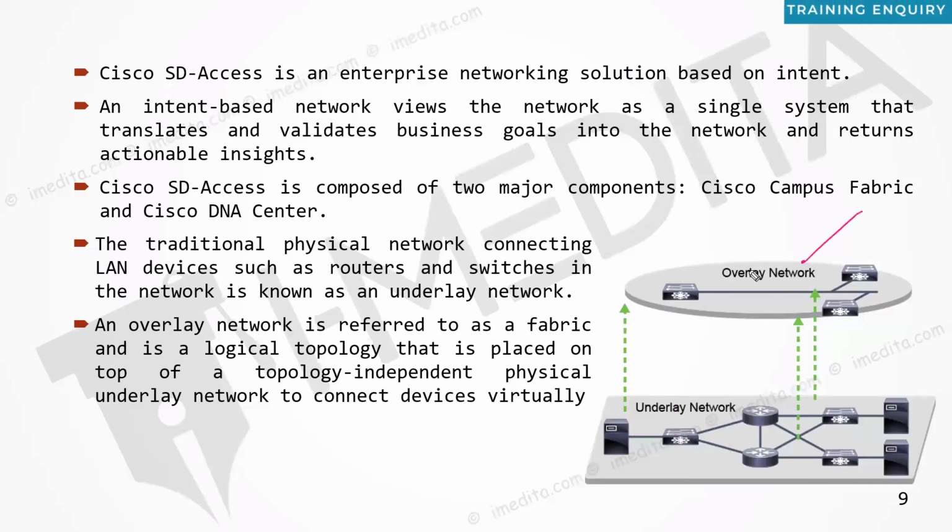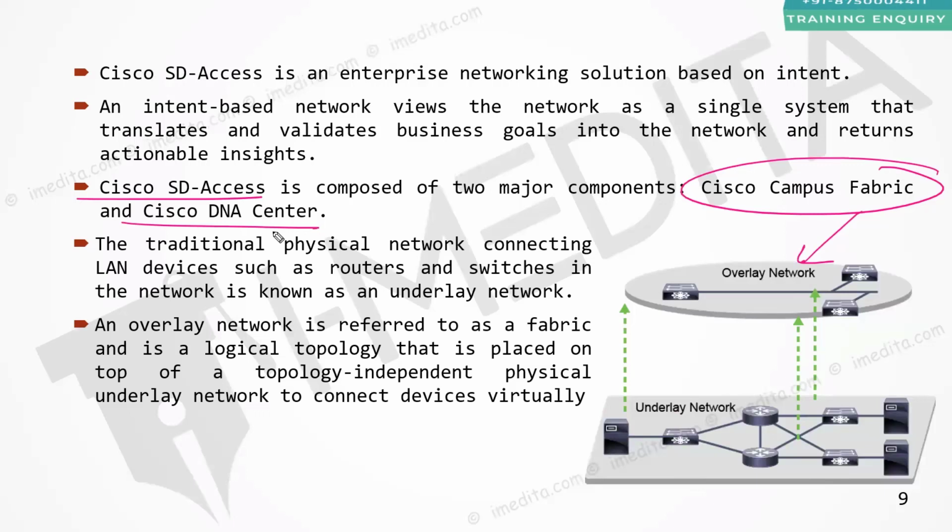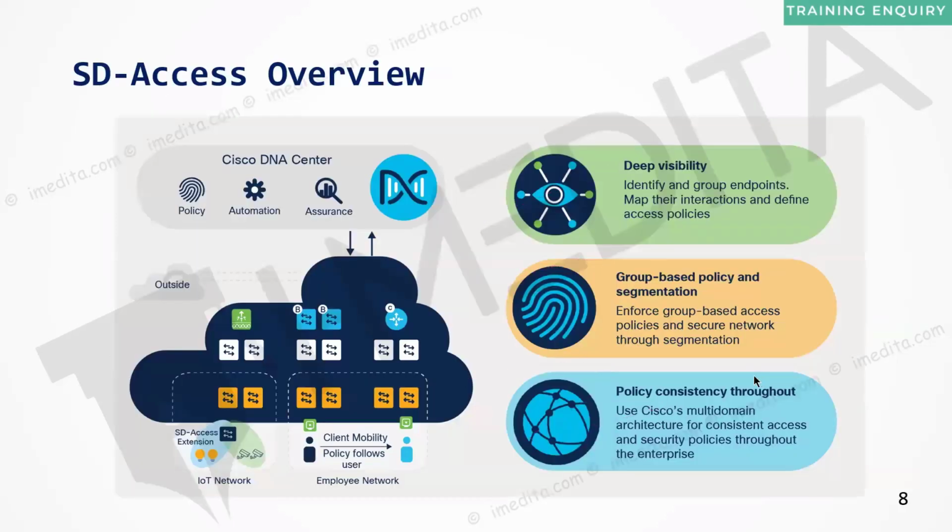So Cisco SDA will require two main components: overlay and the DNS Center. In fact, the overlay will be built with the help of the DNS Center. We will not do the VXLAN configuration manually. We will not do the LISP configuration manually. That will be done automatically.